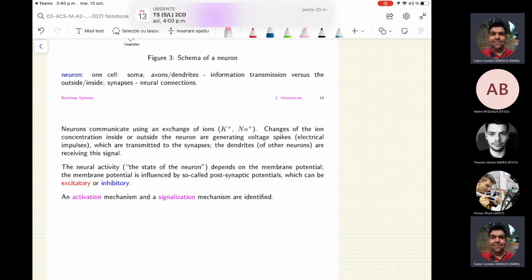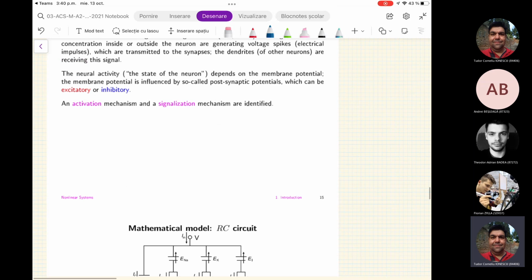The neural activity, which is the state of the neuron, depends on the membrane potential. The membrane potential is influenced by the so-called postsynaptic potentials, which can be excitatory or inhibitory. This is important. These are the types of signal we are interested in. So you have an activation mechanism and signaling mechanisms, which can be identified. This is the biology of things. It's not very easy, and then you have to transform this biological information into physical and mathematical information to be able to write a model.